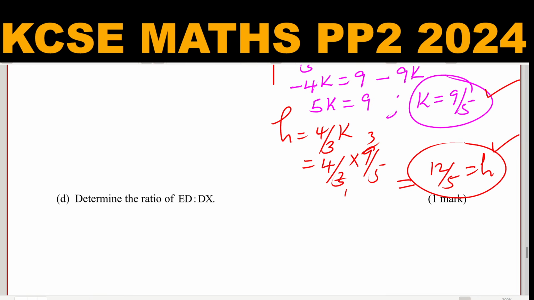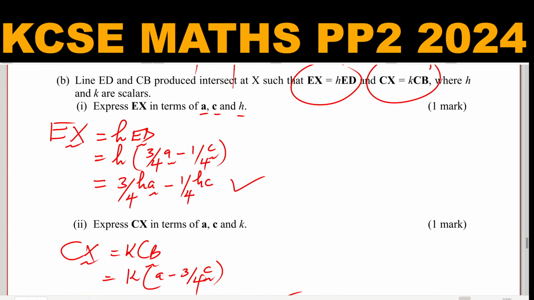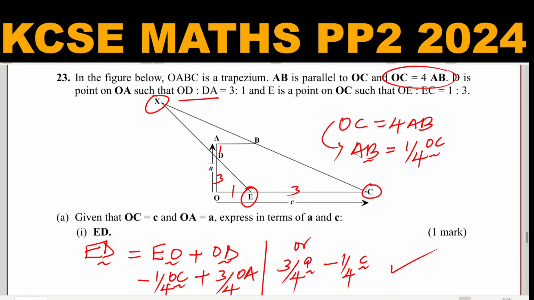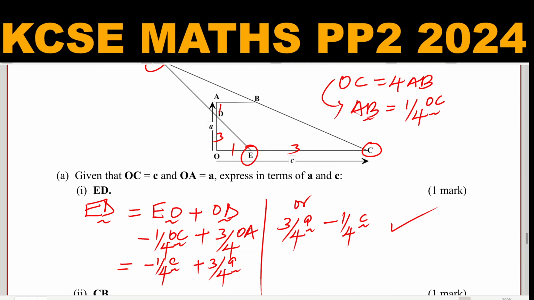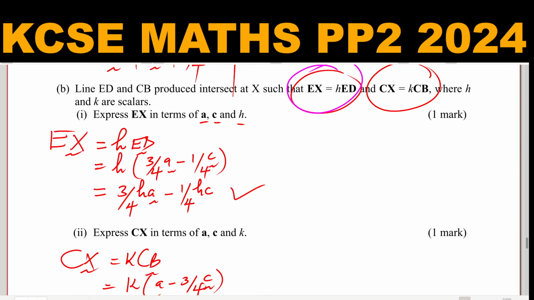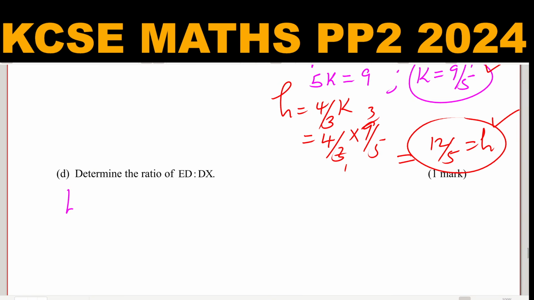The last one: determine the ratio of ED to DX. ED to DX. Now what is going to help us there? Let's go to the diagram and see. ED to DX, that ratio, you can see it. What is going to help us there is part B. Part B, we had this: EX is equal to hED. This is going to help us.